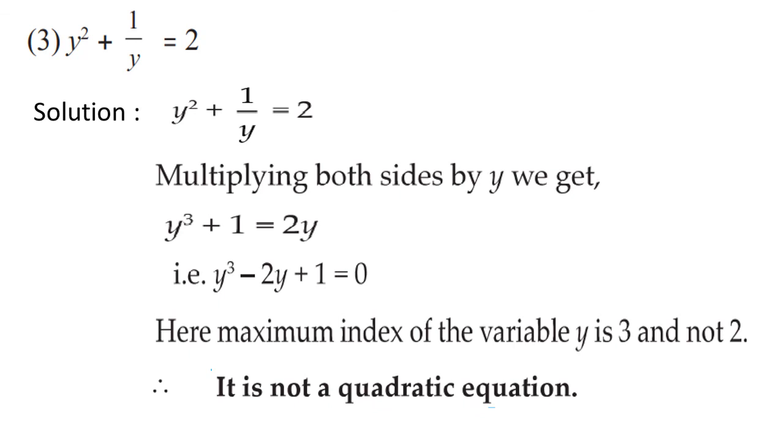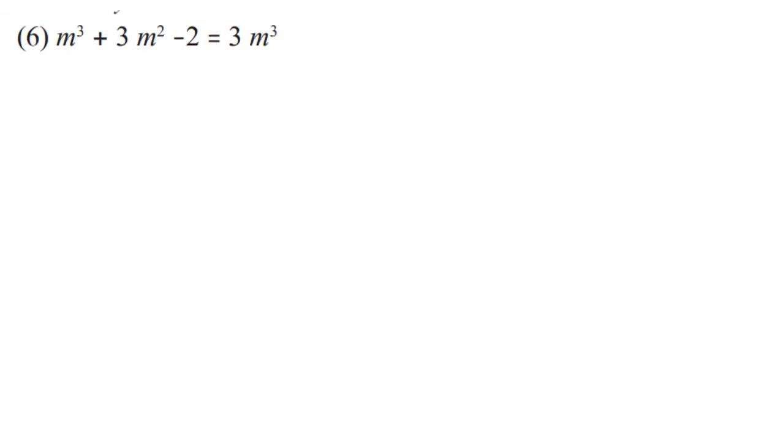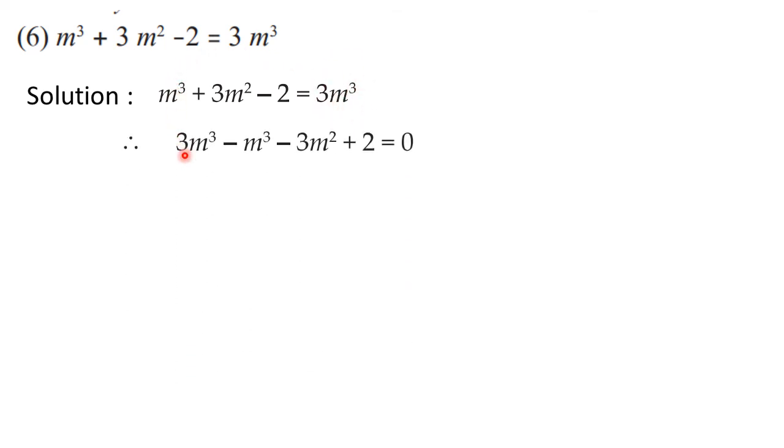Now let us see the last sub question of this particular question number 2. The sixth one: m cube plus 3m square minus 2 is equal to 3m cube. Do the first step which is needed: take all the variables to the left hand side. That means this 3m cube we need to shift to the left hand side. So first write the equation as given in the question, and then shift this one to the left hand side.